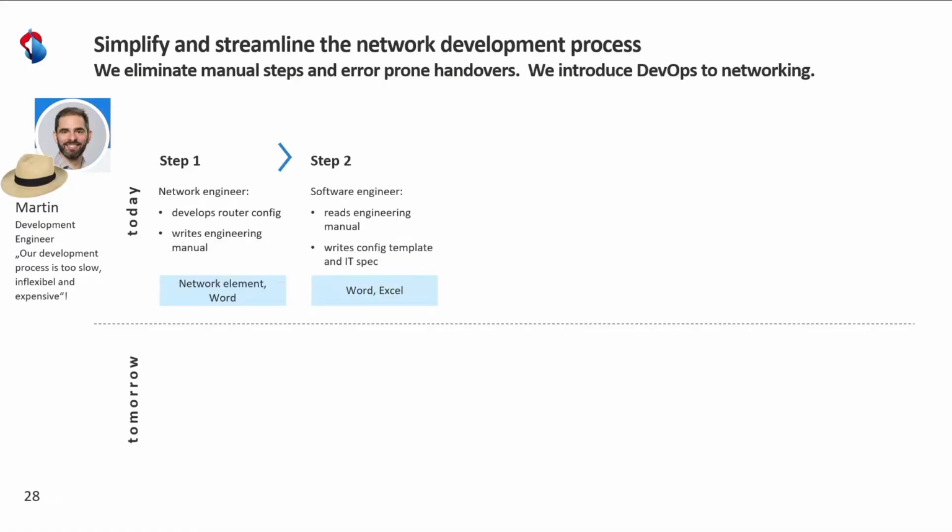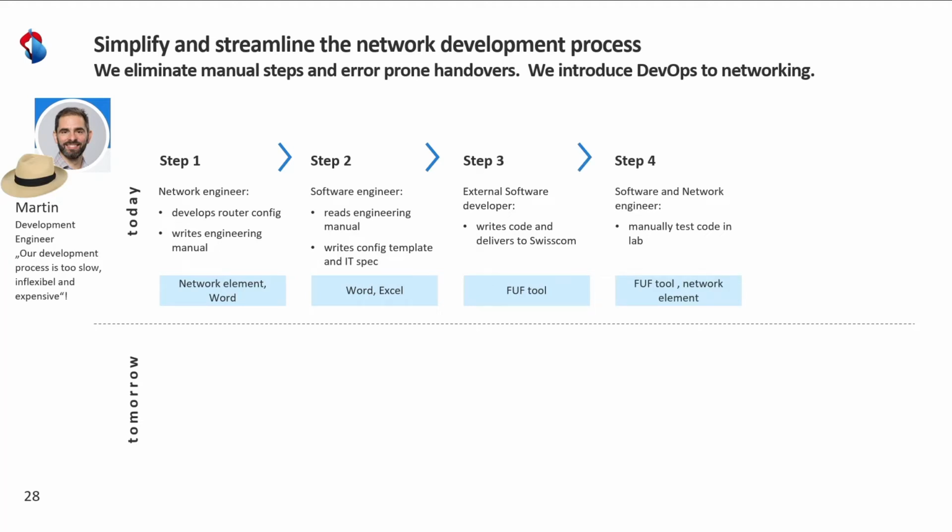So a network engineer sits down on the console, writes a piece of configuration, and eventually compiles that into an engineering manual. That's a Word document most likely, or a wiki if we're a bit more modern. And then it goes to the software engineer who reads that manual, tries to write a config template out of it, and writes an IT specification, maybe another Excel file, then hands that over to some external software developer who sits down, finally writes a piece of code and delivers that to Swisscom.